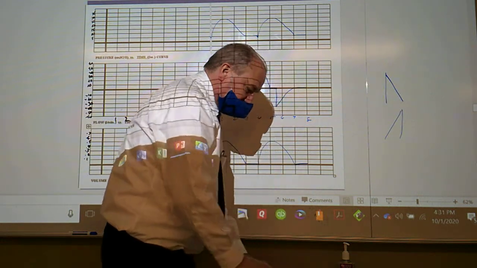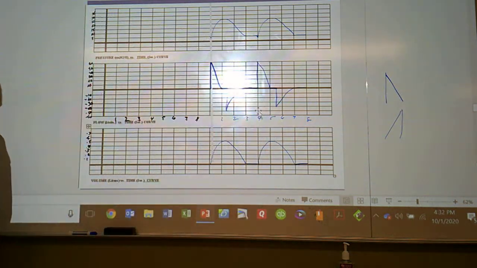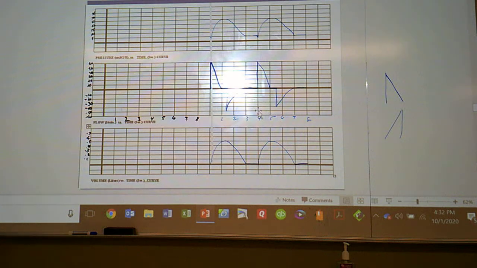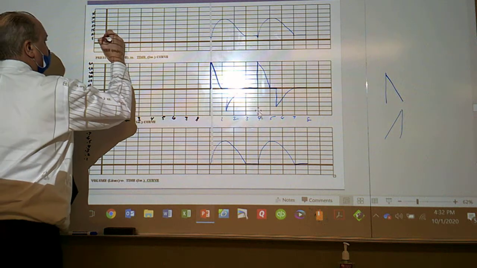I have a pressure-based breath. So what curve am I gonna draw first? Pressure. And I have here, we're starting at a baseline of 5, going up to 25, and I have an inspiratory hold of a half a second, and some patient triggers.